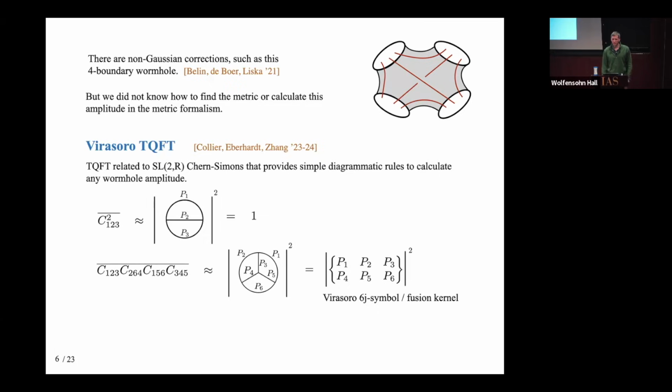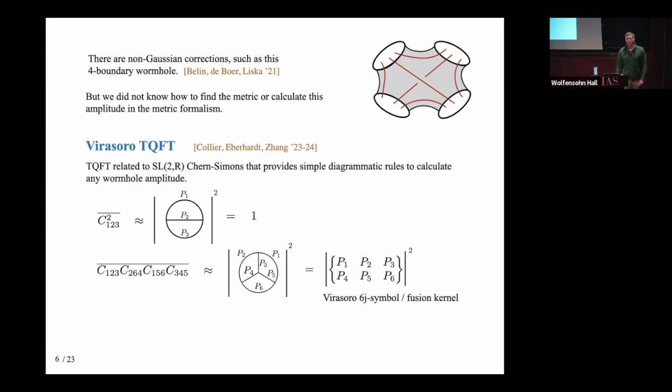We did know how to calculate it thanks to the work of Collier, Eberhard, and Zhang on the Virasoro TQFT. So Virasoro TQFT is a topological theory related to SL(2,R) Chern-Simons theory that provides simple diagrammatic rules to calculate any wormhole amplitude of this type in 3D gravity. The statement is that gravity is two copies of the Virasoro TQFT. So you take the TQFT amplitudes and you mod square them, and those give you the wormhole amplitudes.